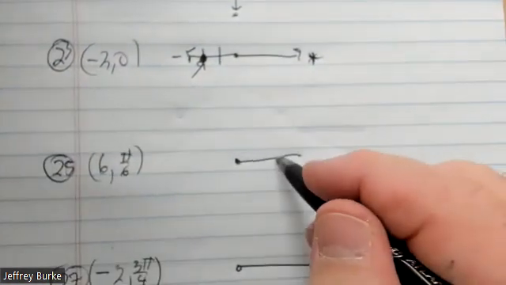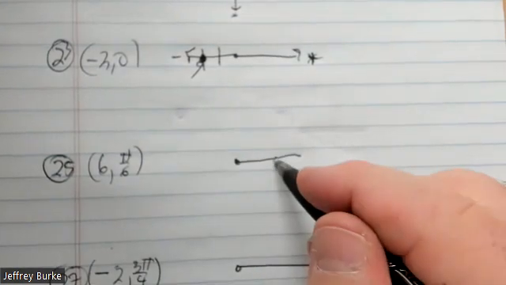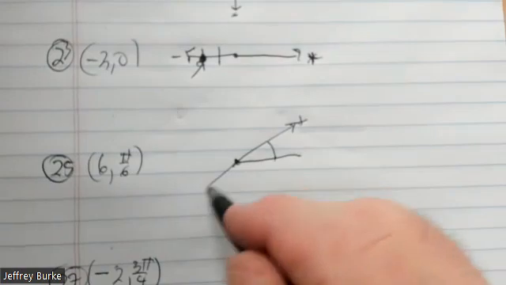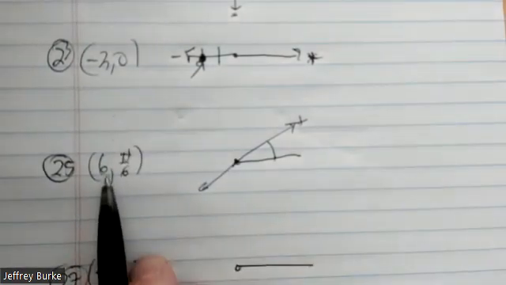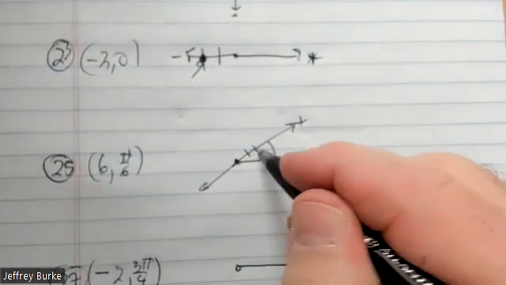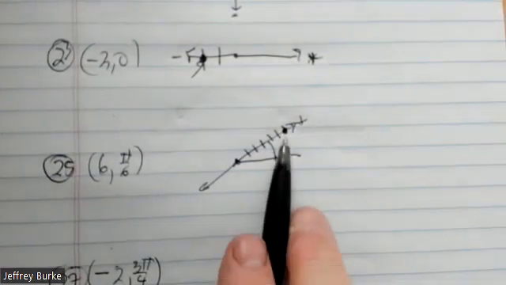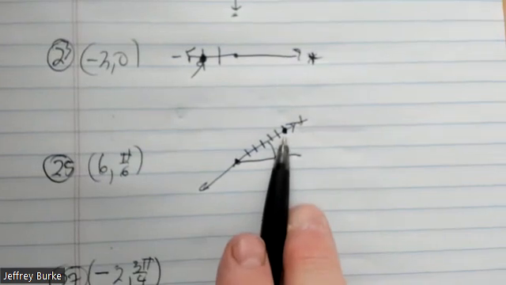6, pi over 6. So pi over 6, that's about 30 degrees. I'm going to come up here. This is going to be my positive side, and this is going to be my negative side. This is positive, so I'm going to count up 1, 2, 3, 4, 5, 6. There's my point, 6, pi over 6.